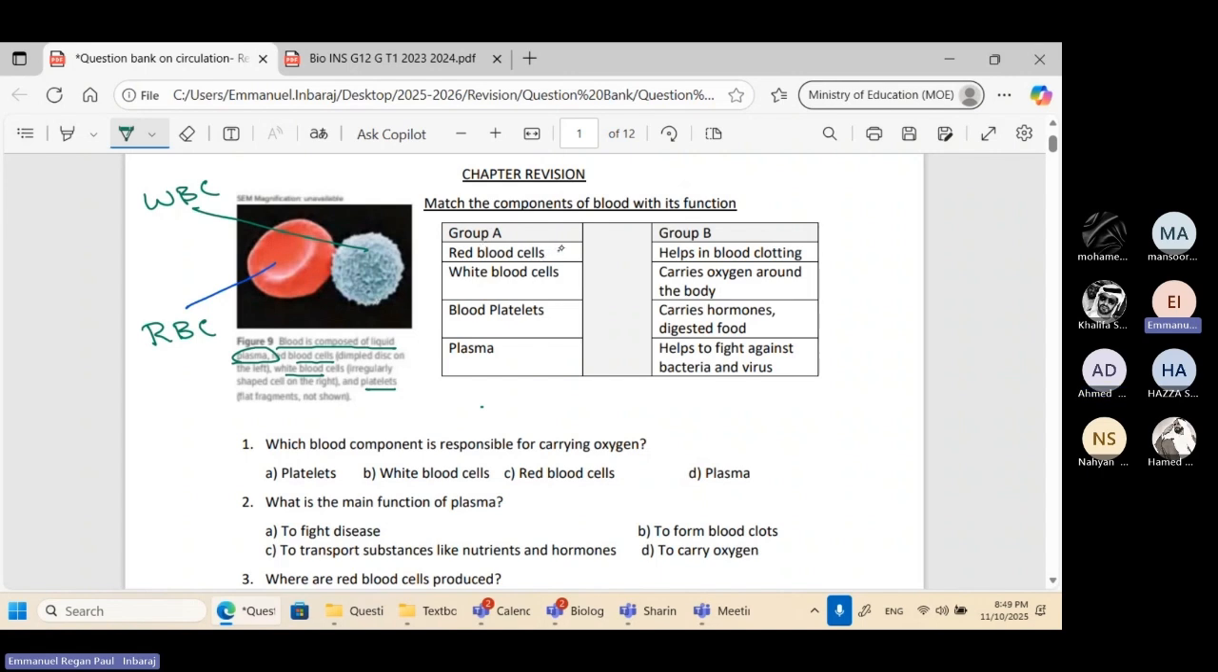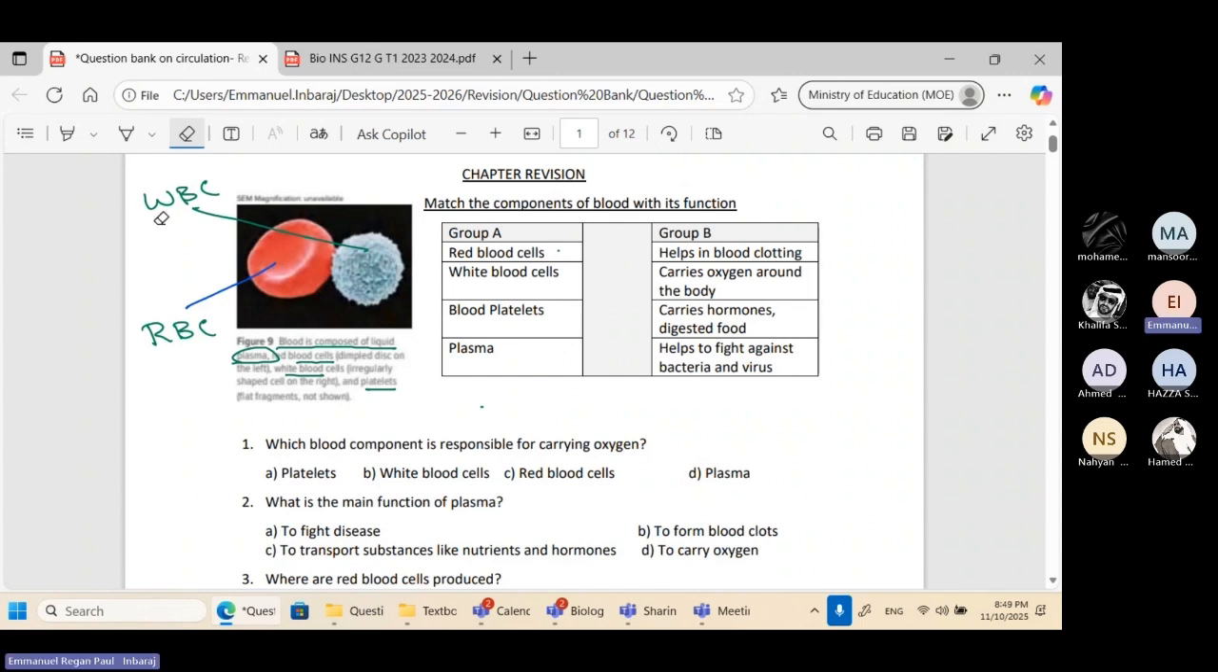So there are four components of the blood. The first one is the red blood cell. Number two, the white blood cell. Three, blood platelets. And four, plasma. These are the four blood components. And now what you have to learn? You should know the functions of them. What does a red blood cell do?